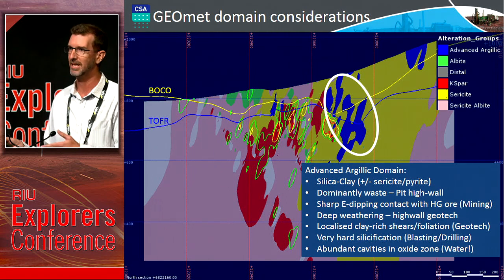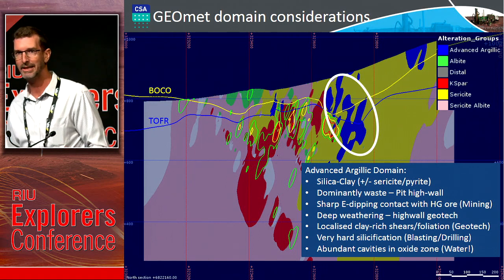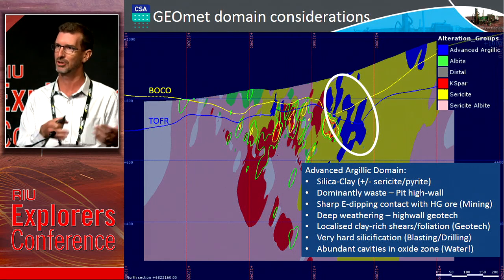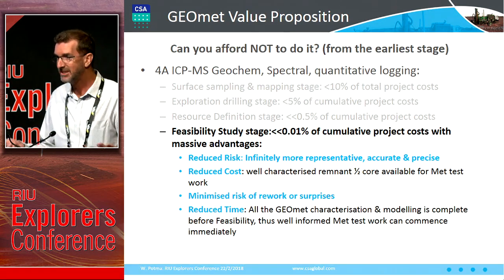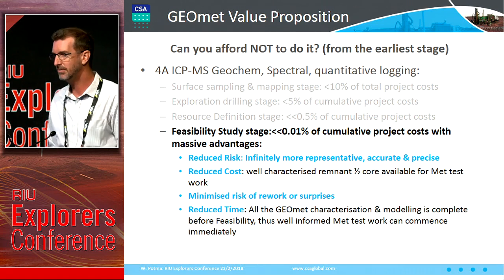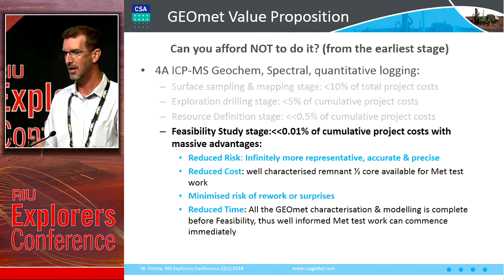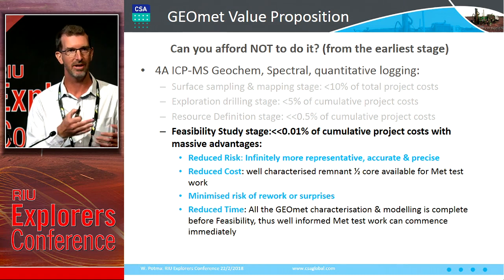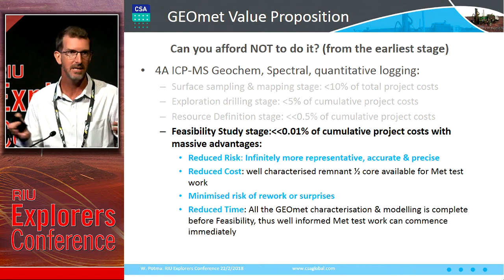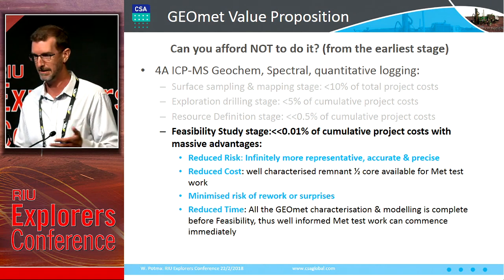Now, if you didn't have this information, you'd start your test work, you'd find the variability was worse than you were expecting, and you'd have to do more and more test work to try and understand what was going on with the system. So again, can you afford not to do it? At the feasibility study stage, now we're well below a fraction of a percent of the total project cost, but we've reduced the risk because our model is based on every assay, or maybe spaced every 5th assay through the entire deposit. We've got spatial representativity to a GEOmet model.